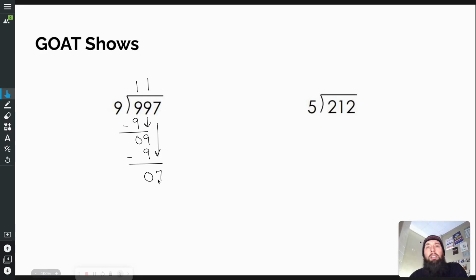9 goes into 7 no times. So we will put a 0 there. Do 0 times 9. Get nothing. Subtract. 7 minus 0 is 7. 0 minus 0 is nothing. There's no more numbers to drop down, which means that 7 is your remainder, so we say remainder 7. So 997 divided by 9 is 110, remainder 7.